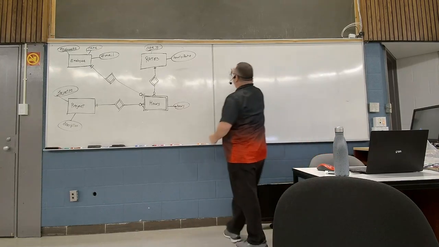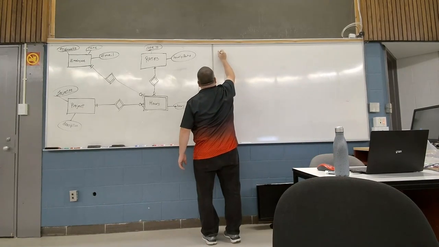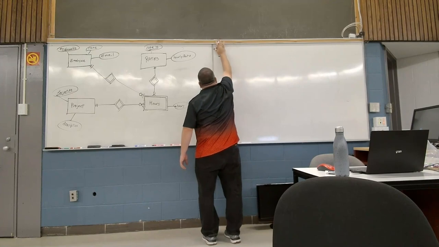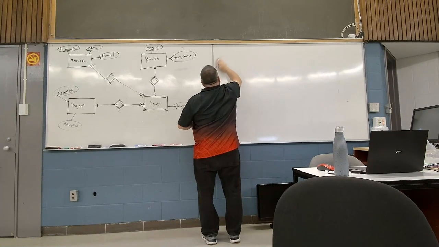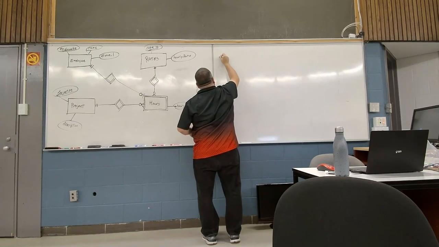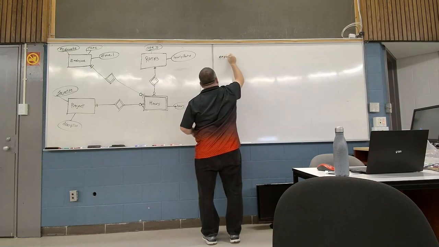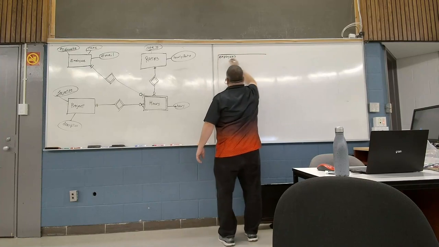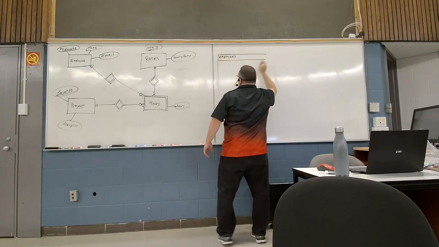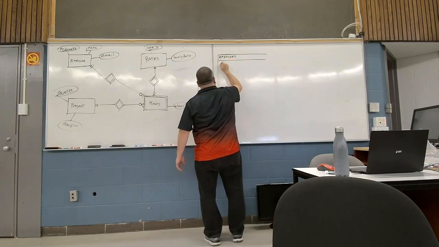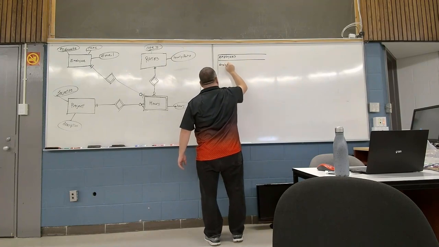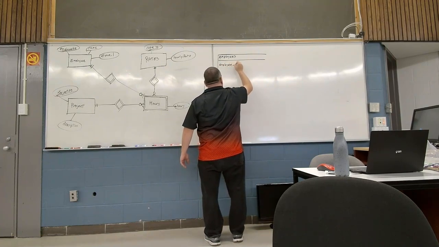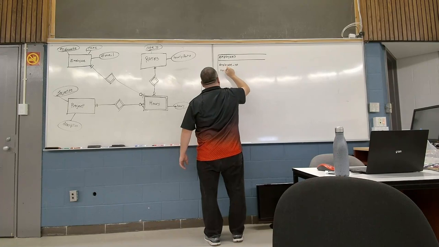So I'm going to start with employee. Oh, hang on. I'm going to follow my own naming conventions. Okay. Employees. Creating a table. And we know we have an employee number, we have a name, and an email.